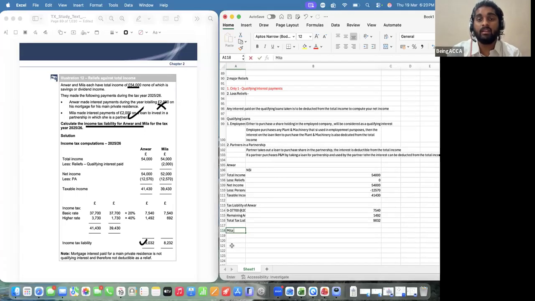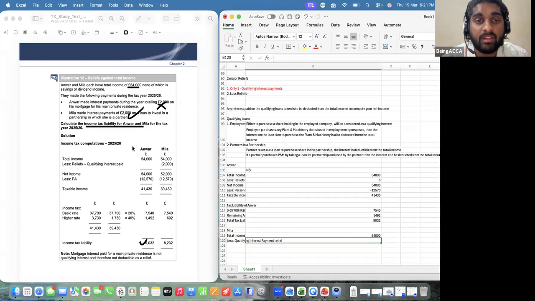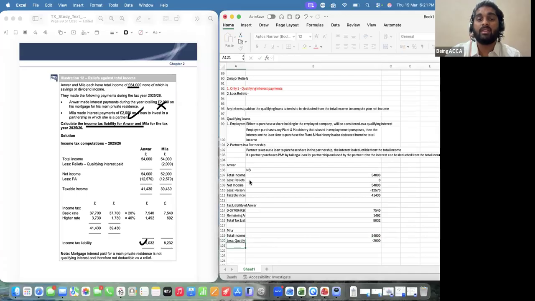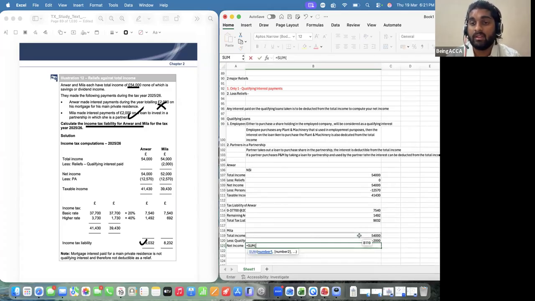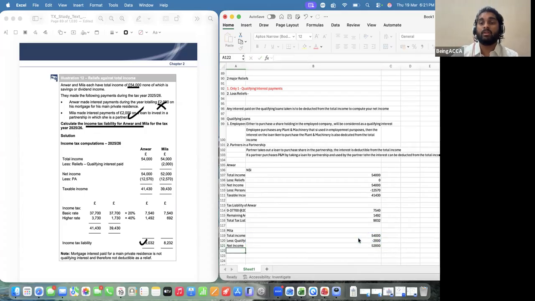Mila here has total income of the same 54,000, but from that, less relief that is available. What do we have? Qualifying interest payment relief, which would be equal to the interest payment. How much did she pay? She made an interest payment of 2,000. So it would reduce by minus 2,000, giving her net income as the sum of these both, 52,000.